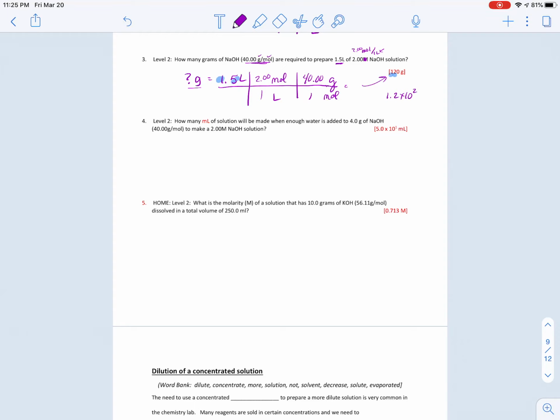Oh, by the way, wait. If we were to write that in scientific notation, we would write it like this. Not 12, because 12 is not the same thing as 120. Sometimes that gets people. All right, now, how many milliliters of solution will be made when enough water is added to the 4.0 grams of NaOH?